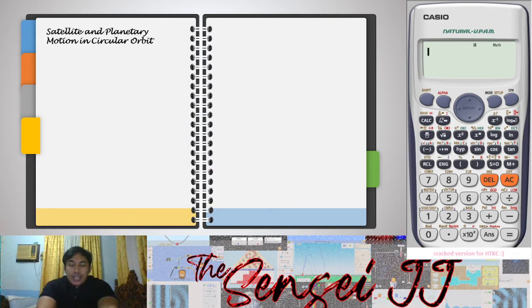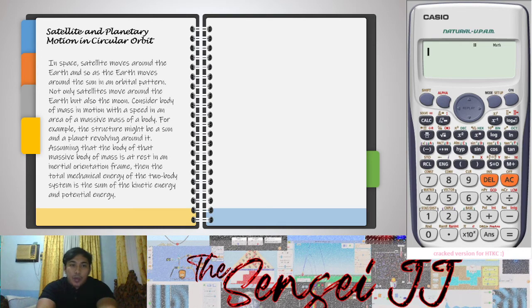Okay, so satellite and planetary motion in circular orbit. In space, a satellite moves around the Earth, and the Earth moves around the Sun in an orbital pattern. Not only satellites move around the Earth, but also the Moon. So consider a body of mass in motion. For example, the structure might be a sun and a planet revolving around it.